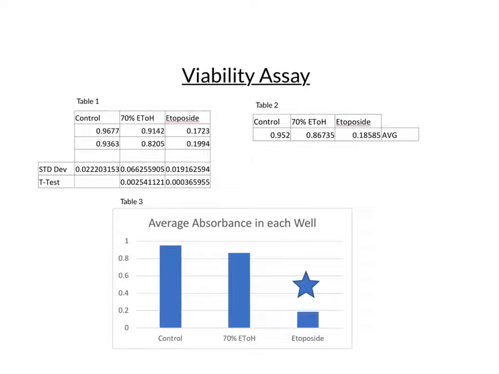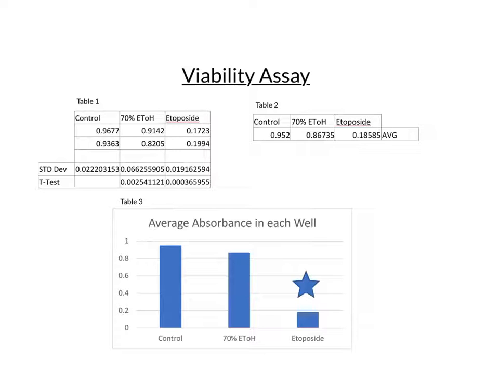As we can see in Table 1, there are recordings for the absorbance during the viability assay. The higher the viability, the higher the concentration of cells, and vice versa. The above table shows the standard deviation and t-test of our control, 70% ethanol, and treated cell wells. The standard deviation shows how far the obtained numbers are from the standard. The t-test shows if the data collected is significant or not. If the value is smaller than 0.05, then there is a significant difference in the data.